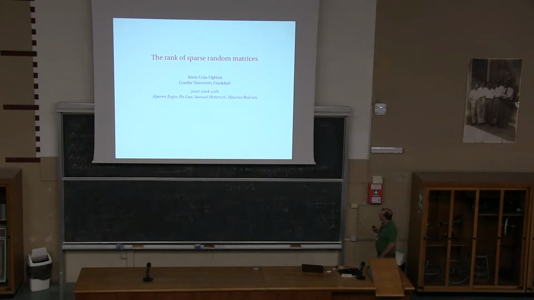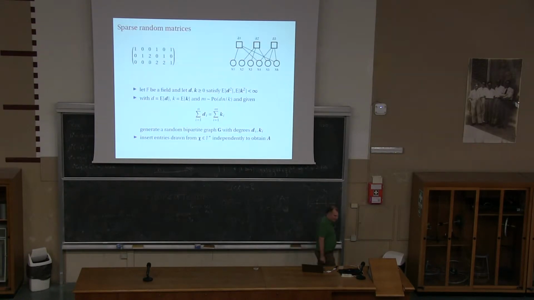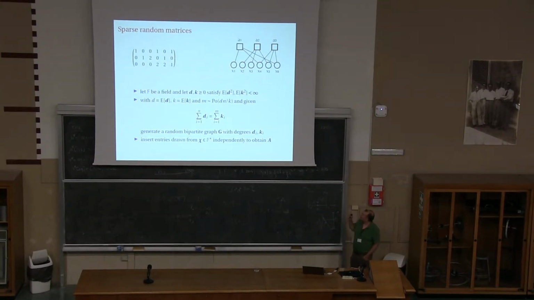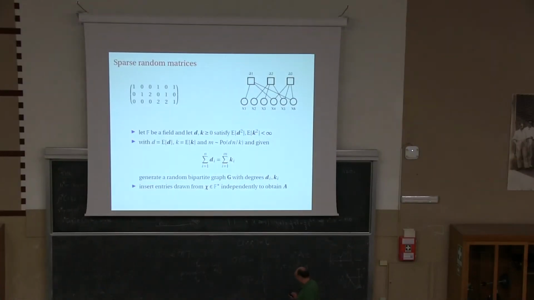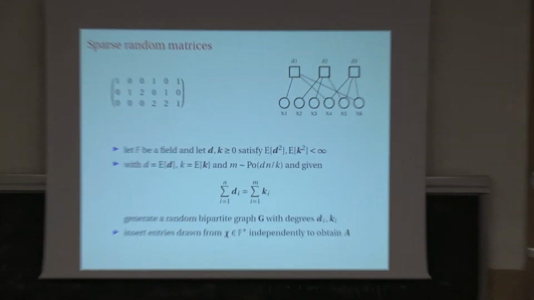Specifically, I'm going to be interested in sparse random matrices, so this talk is about something that you might call a diluted spin glass model. More precisely, what I'm interested in is this random matrix model. It's simpler than it might look at first glance.